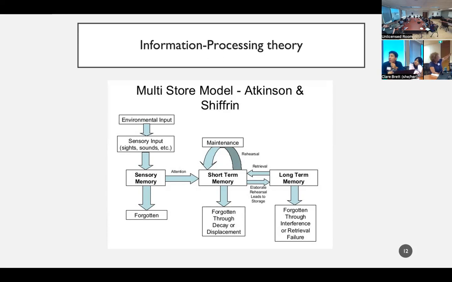It starts on the left at the top with environmental input, so things that are out there, things that we're seeing around us, sensory input, sights and sounds. That goes into sensory memory, which is like a pre-memory, before you've really processed it. And if you pay attention to it, it will go into short-term memory. If you don't, it'll just be forgotten. So you'll be out on a walk and there are things that you see and things you don't see, and they're gone, and other things that you see and then you forget by the time you get home.